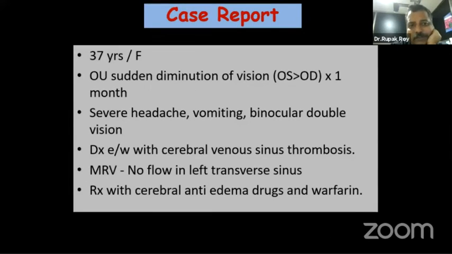Now, this is a 37-year-old female who had sudden dimness of vision for 1 month, severe headache, vomiting, and binocular double vision. She was diagnosed elsewhere with cerebral venous thrombosis. MRV showed no flow in the left transverse sinus. She was treated with cerebral anti-edema drugs and warfarin.